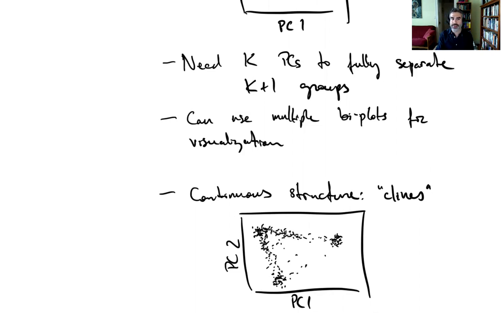And as for spatial structure, I invite you to look at the well-known and striking main figure from Novembre's 2008 paper entitled Genes Mirror Geography Within Europe. If you want to go deeper on PCA for spatial data, Novembre and Stephens in the same year showed how PCA can even capture general nonlinear variation of allele frequencies with geography.